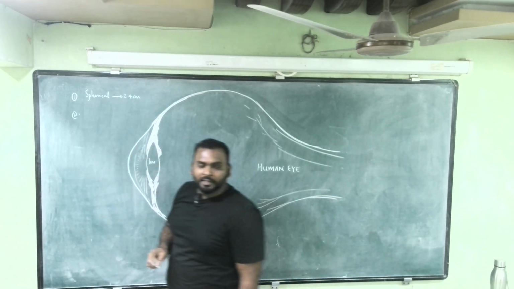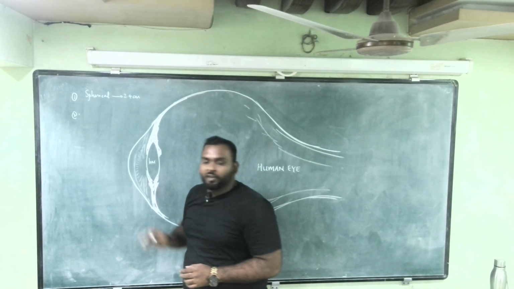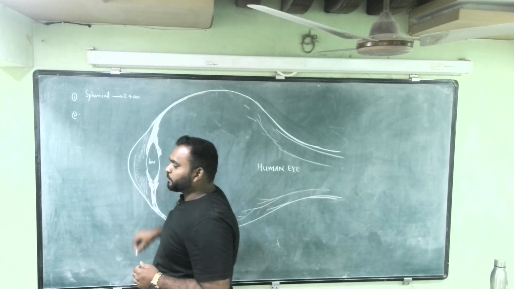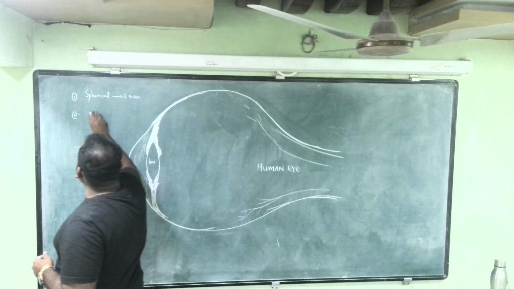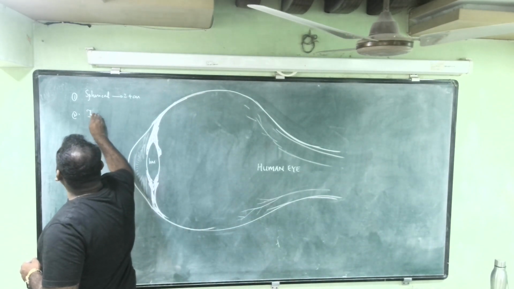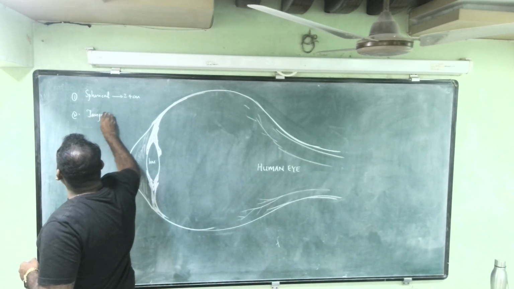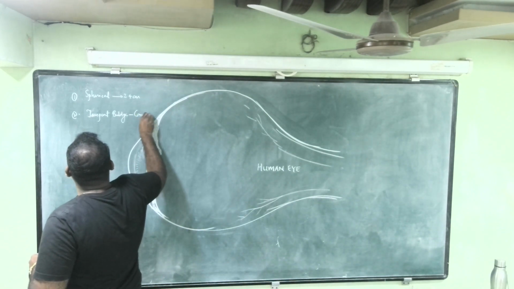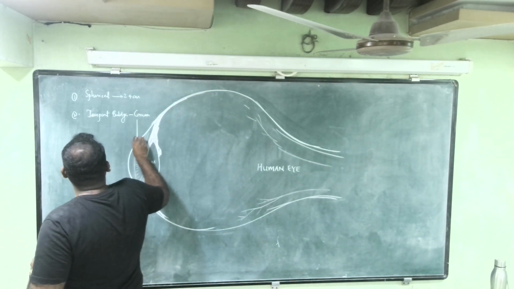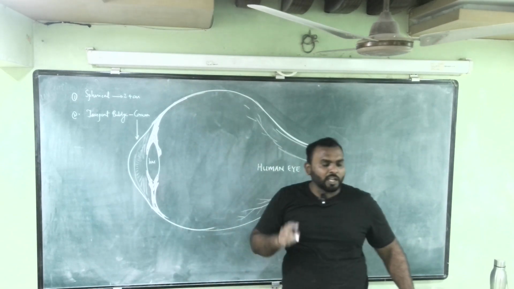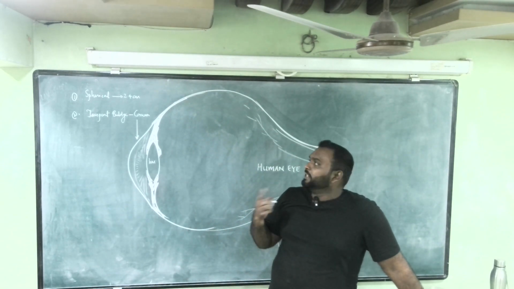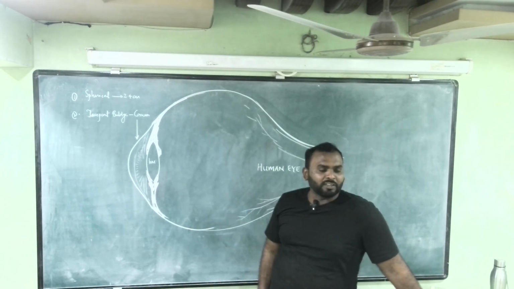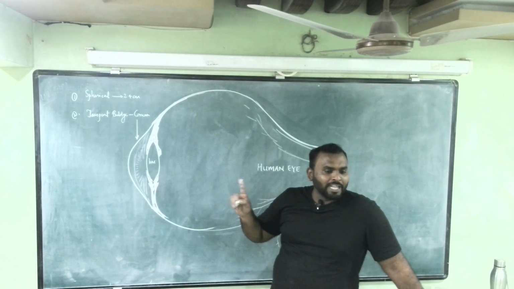The second point you remember is that there is a transparent bulge on the surface of the eyeball, and this bulge is called the cornea. What is this called? Cornea. So the human eyeball is spherical in shape, and it has a diameter of about 2.4 centimeters. There is a transparent bulge on the surface of the eyeball called the cornea.